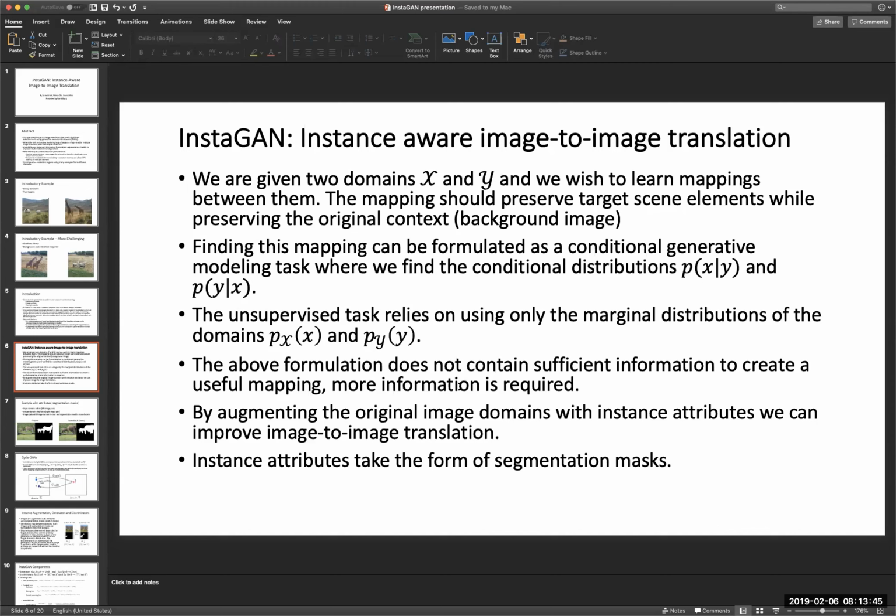So the above formulation doesn't really have sufficient information to come up with a useful mapping. So we have to provide it with more information. What we'll do in the paper is to augment these original images with instance attributes, which are segmentation masks. Then we can improve this image-to-image translation task. Again, this additional information takes the form of segmentation masks.